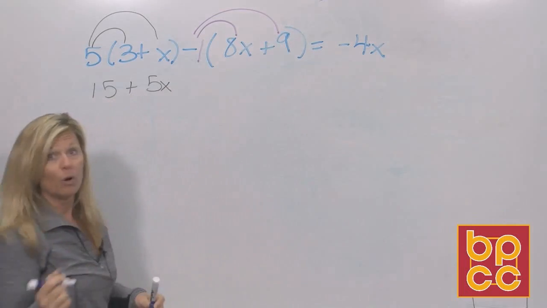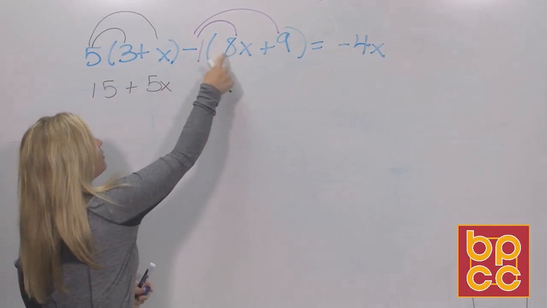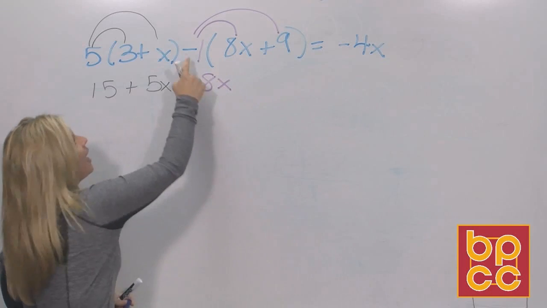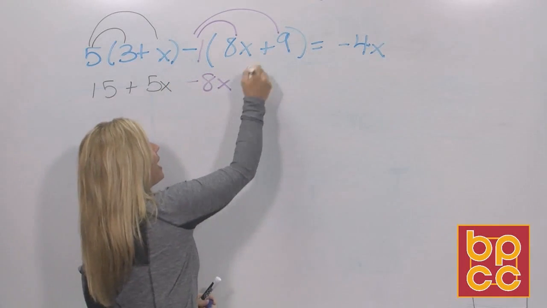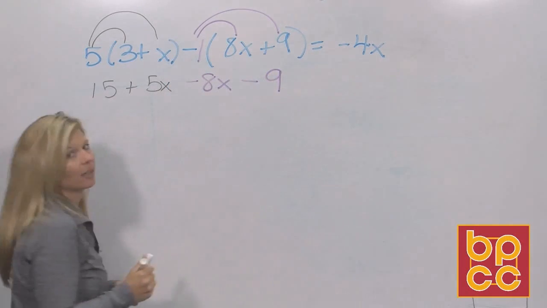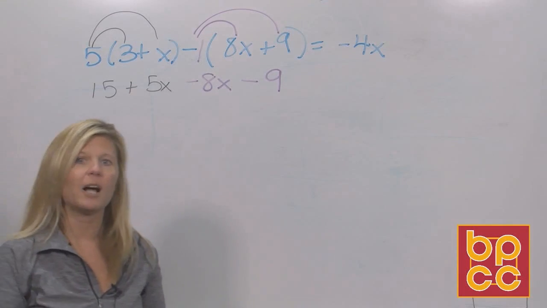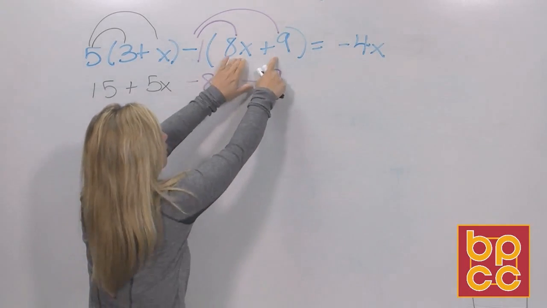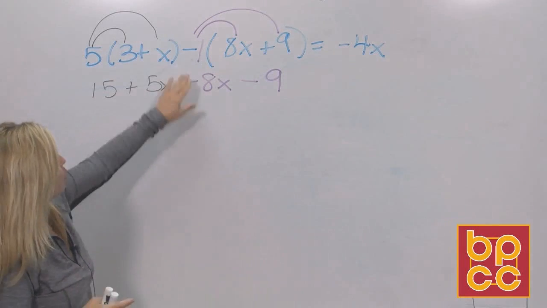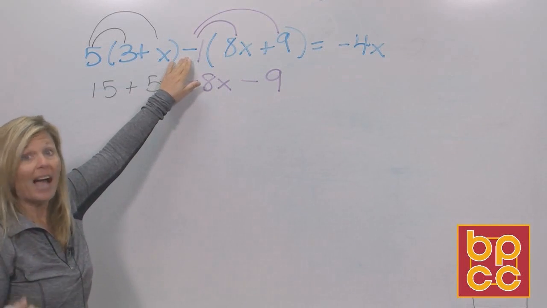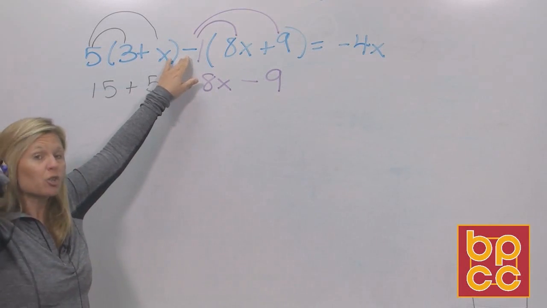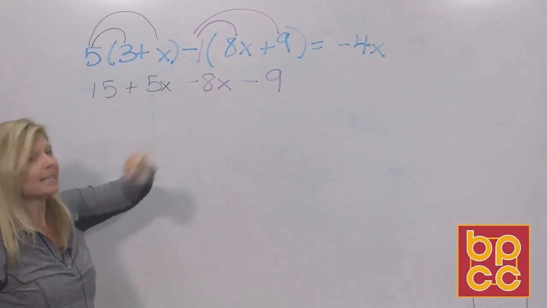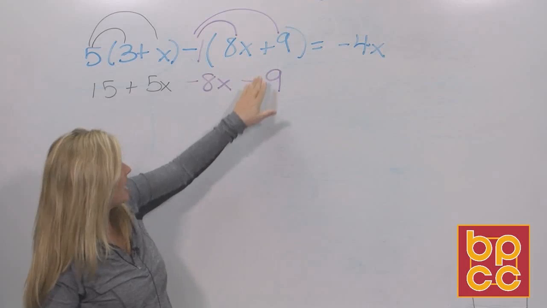Well, if we do that, what's a negative times a positive? It makes a negative 8x. And it's a negative times a positive, it makes a negative 9. You've learned when you multiply through by a negative 1, all it does is change the signs of the terms. If you read this and say subtract, that's your definition of subtract. Subtract means to make the opposite. The opposite of 8x is negative 8x. The opposite of 9 is negative 9.